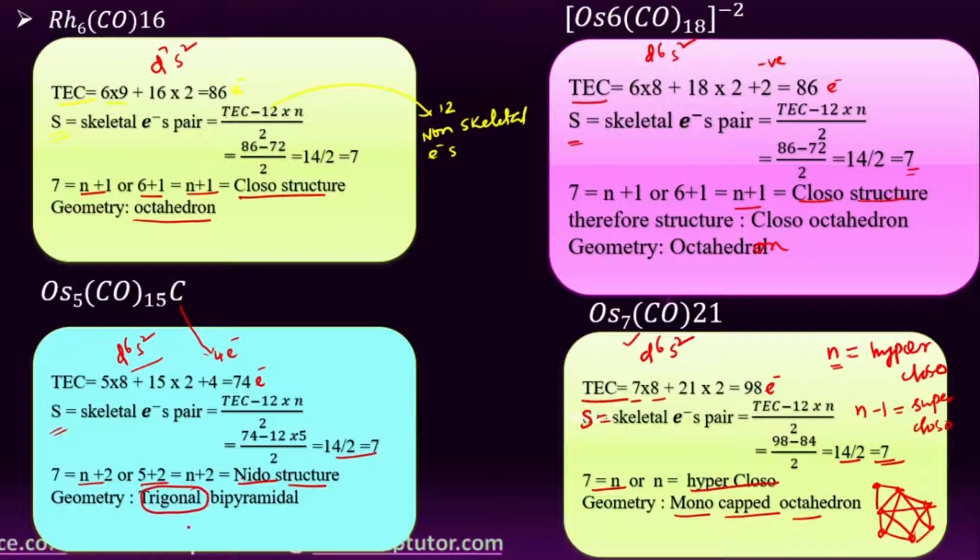Sorry for the mistake here. So here the geometry is square pyramidal, a square pyramid shape. These are the four examples, which are very, very important. Next we will move to the other examples.